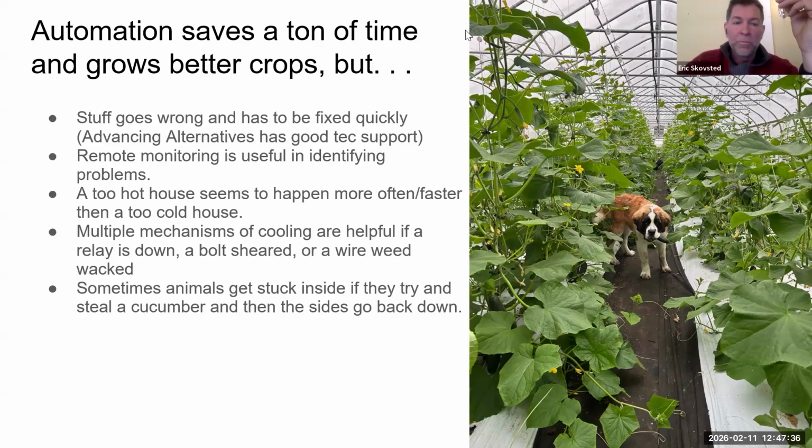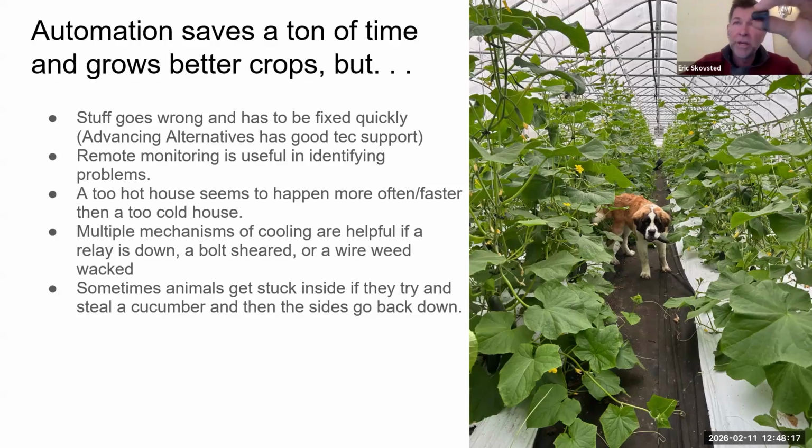Let's see. So, just basically, if you're going to go with automation, just know that there is going to be stuff that goes wrong, and it does have to be fixed pretty quickly. A very common phrase on our farm is like, "Oh, I think the side is broken." Eric, go fix that. So that has to happen, and it has to happen quickly. So visual, but also remote monitoring, either through Monit or a Sensaphone, is great. And like Jonathan was saying, a too hot house seems to be a much bigger concern, even with automatic controls, than a too cold house.